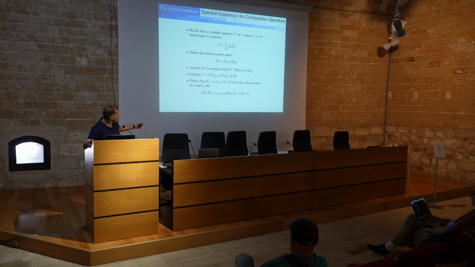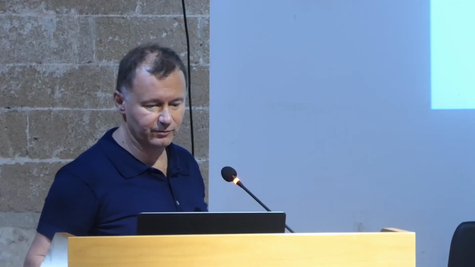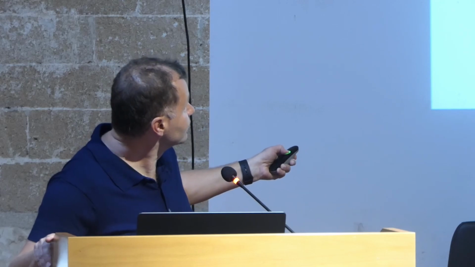Clearly, I can have a separation of the operator acting on HA and operator acting on HB. If I define the P of AB to be just the pointwise product, again a tensor type product, of any scalars A and B in the complex plane, then this thing here is the union over all A and B of the products. Okay, I'm going through my definitions.